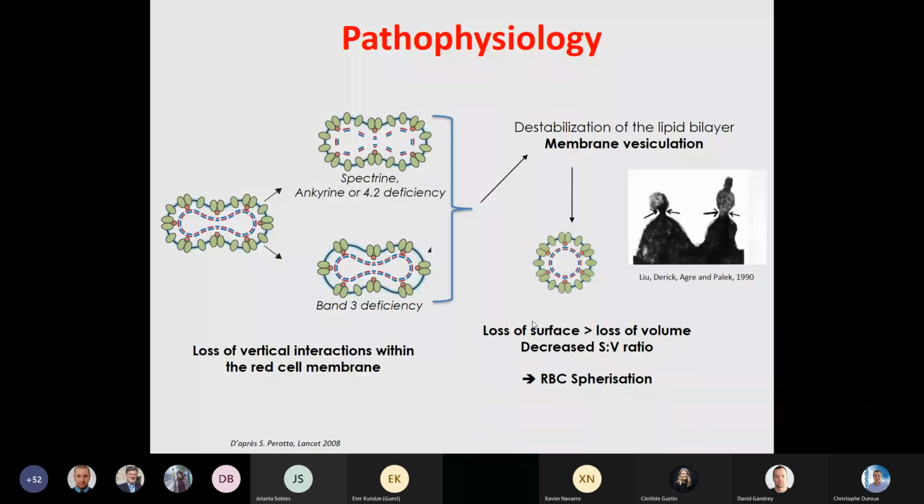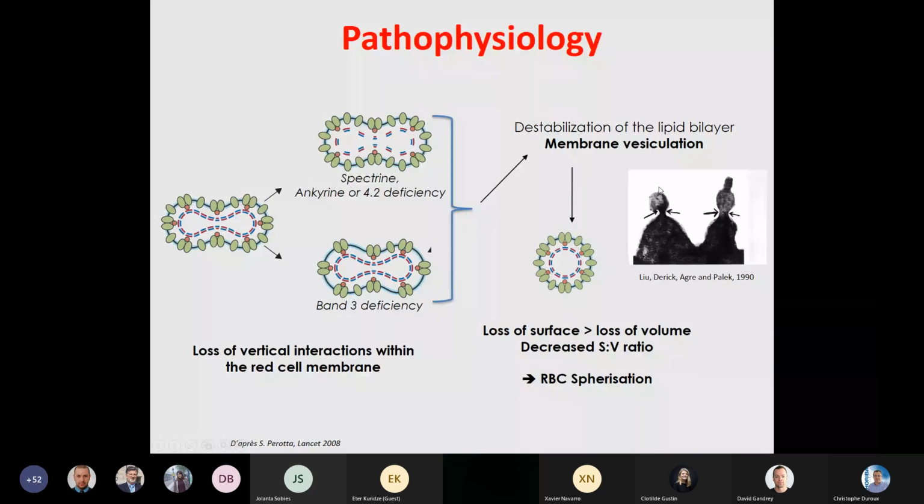So either you will have not enough protein inventory at the red cell membrane, or you will have not enough ankyrin, or not enough or not well maintained tetramer at the red cell membrane. The consequences are the same. It will induce some large part of the red cell membrane that is not connected to the spectrin tetramer and which is unstable.